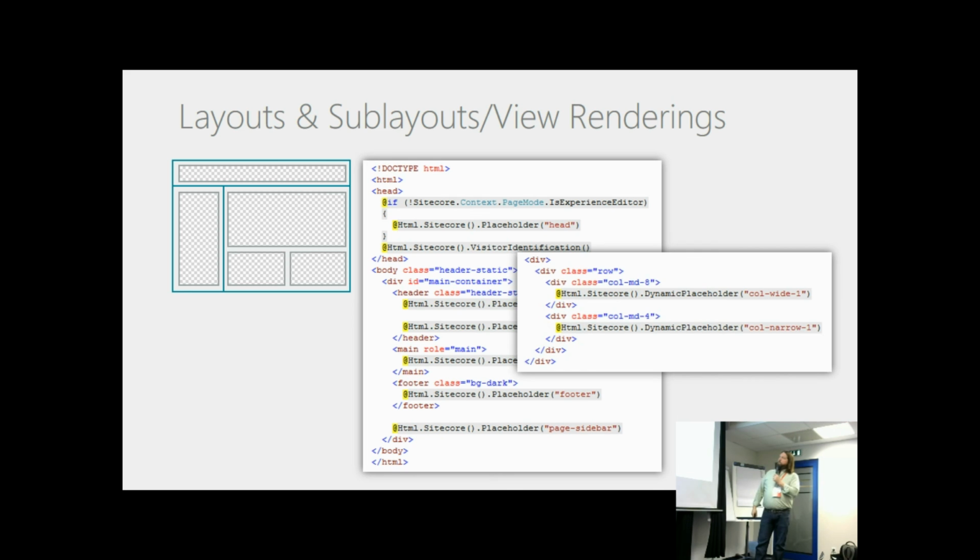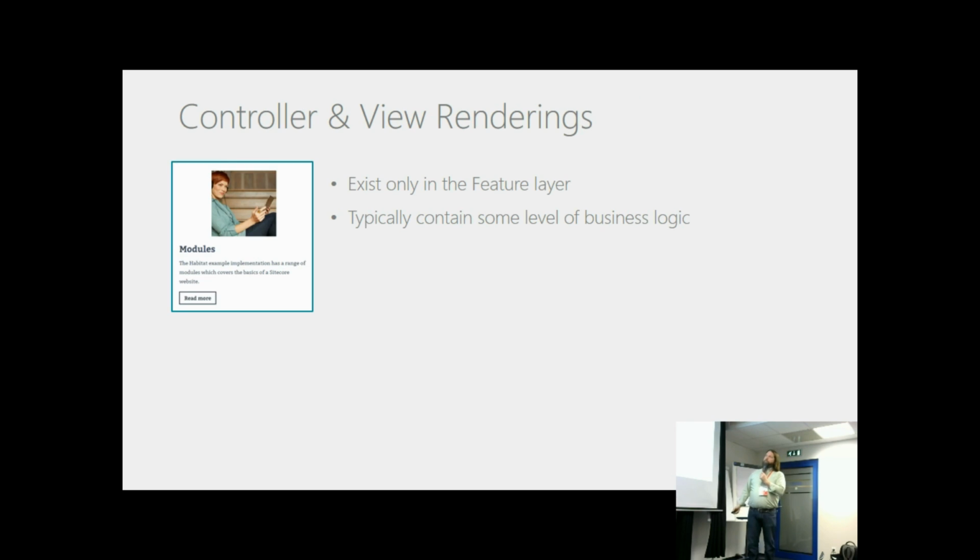And another one we've got, for example, is a view rendering that is splitting up the page into two columns. If you're using Bootstrap, it's an 8-column and a 4-column. So with layouts and sublayouts, we're just talking about subdivisions of the page. So this is only markup, and this stuff belongs in the project layer.